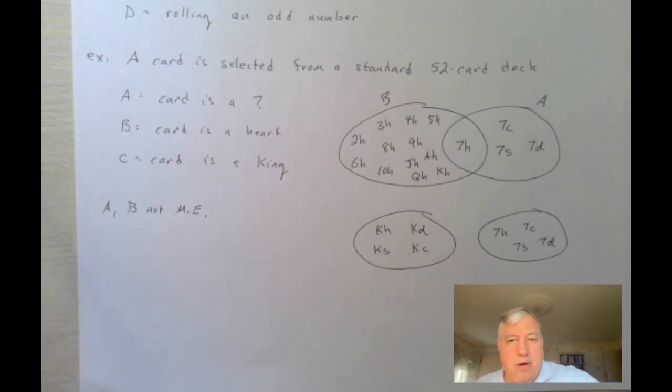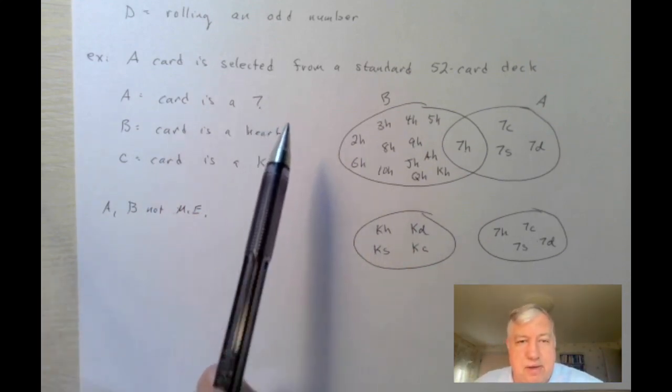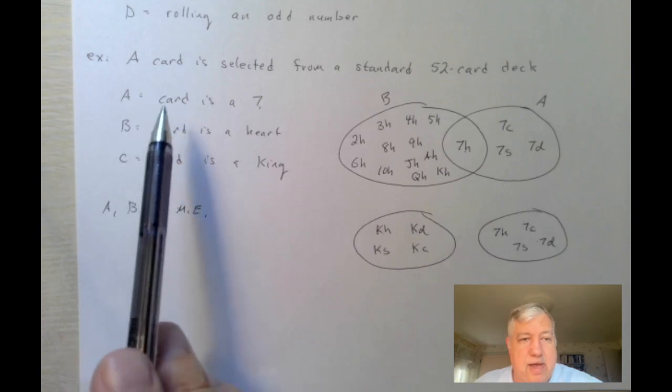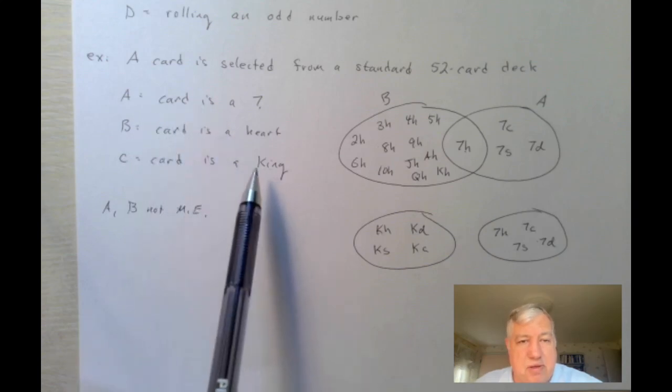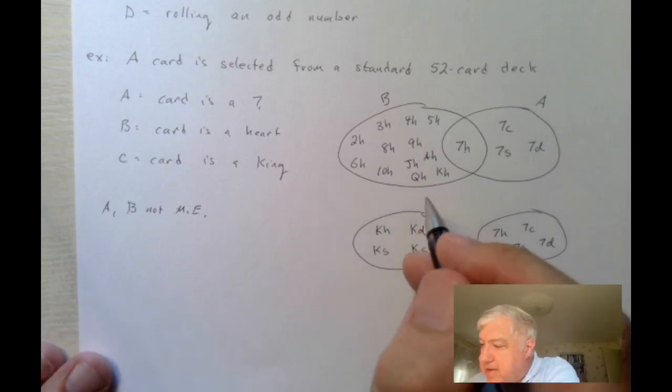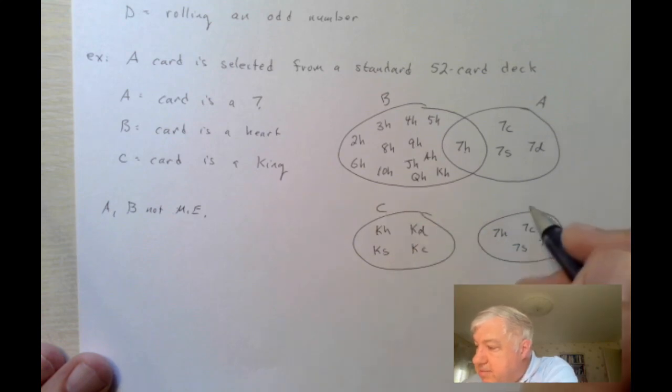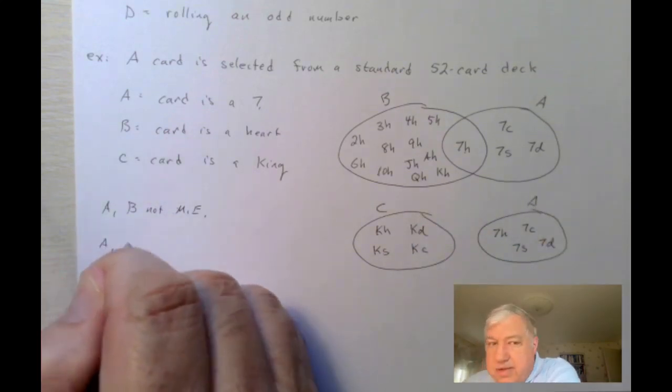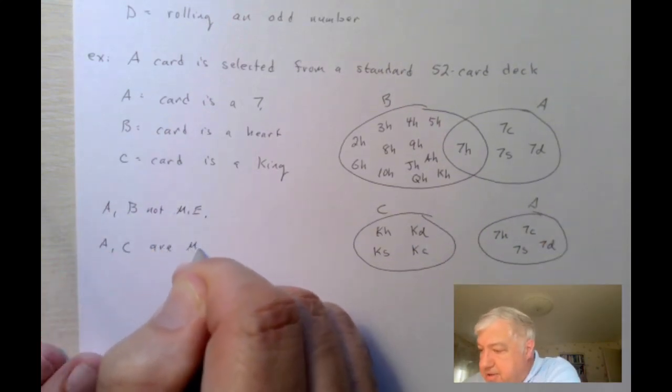Well, we can clearly see that a card being a 7 and a card being a king certainly are mutually exclusive. There's no intersection there. These are the kings, so this would be C, and this would be A again. So we can see that A and C are mutually exclusive.